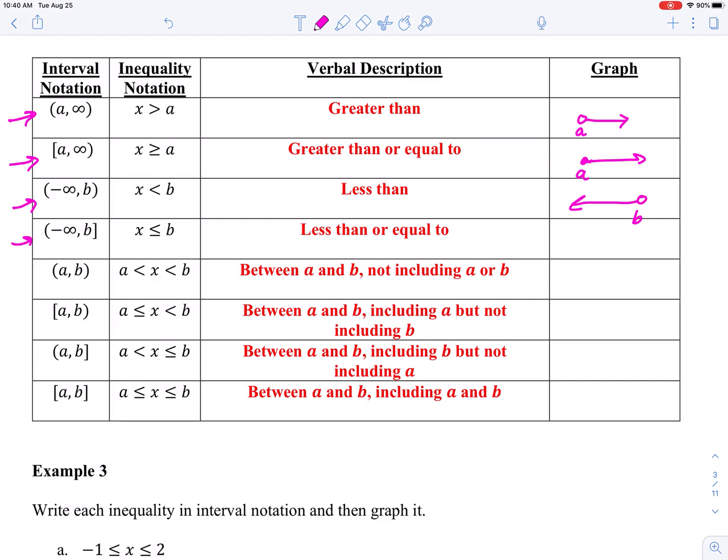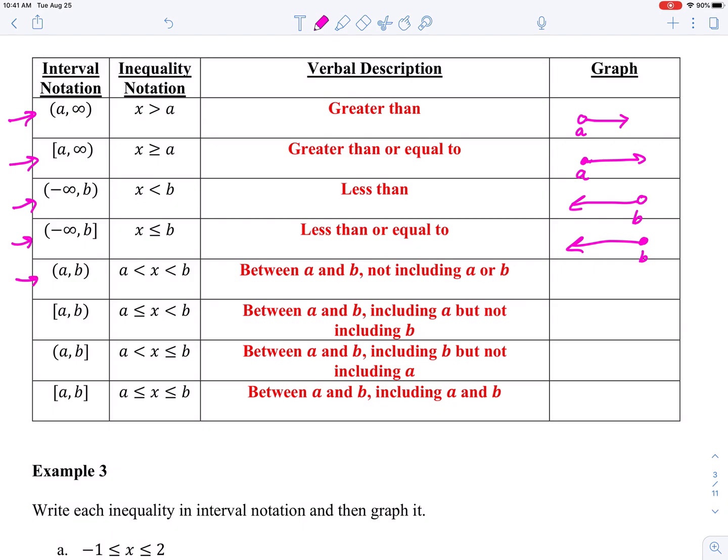Next one here. Negative infinity to b with a square bracket means we're including b and everything below it. So x is less than or equal to b. We would draw a solid dot on b, and since it's less than, we go to the left.